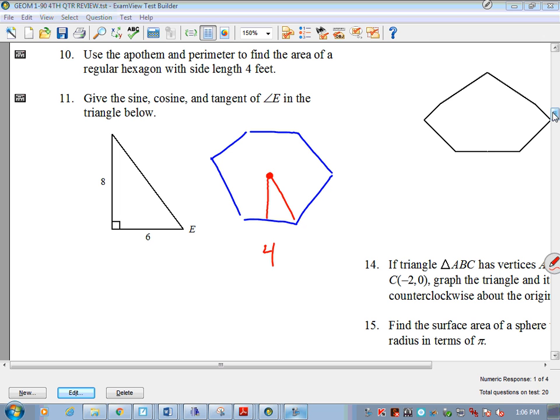Put the 4 on the vertical leg, right here? You want me to call that 4? It does say 4. It's the side. Listen, I'm blind, that's my excuse. All right. Where do I go from here?